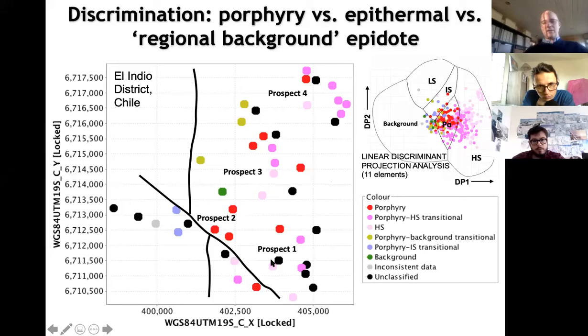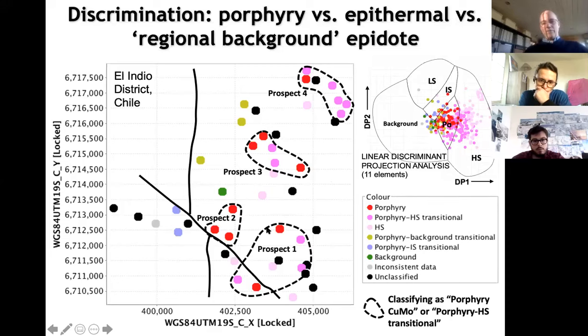And you find that there are specific clusters of samples that have either porphyry or porphyry high sulfidation transitional characteristics within the area. They're not randomly distributed. And these actually correspond to known prospects within the district where there are alteration centers and so on. So this is illustrating how the epidote chlorite chemistry can potentially tell you where there may be porphyry related centers within a district.